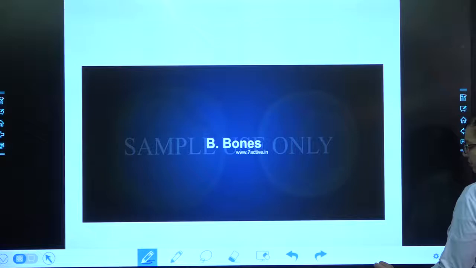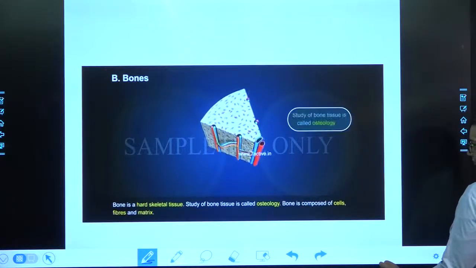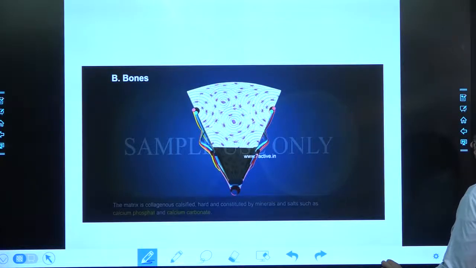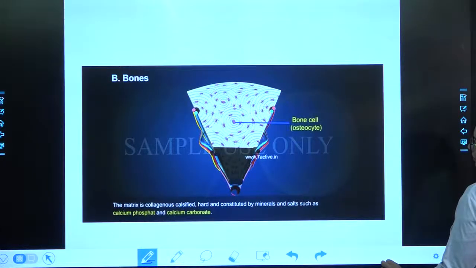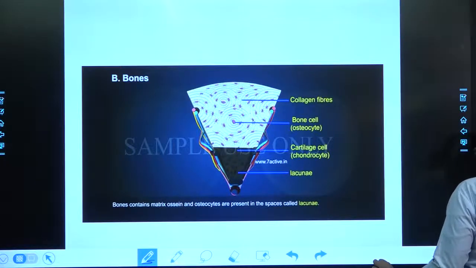B. Bones. Bone is a hard skeletal tissue. Study of bone tissue is called osteology. Bone is composed of cells, fibers, and matrix. The matrix is collagenous, calcified, hard and constituted by minerals and salts such as calcium phosphate and calcium carbonate. Bones contain matrix, ossein, and osteocytes are present in the spaces called lacuna.